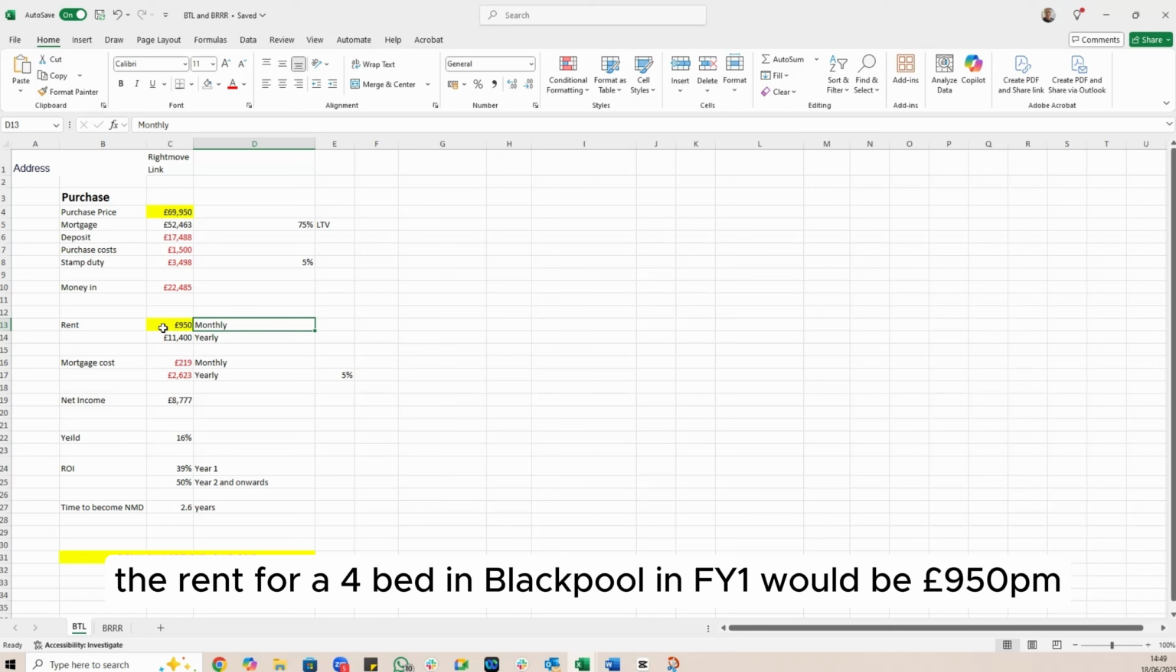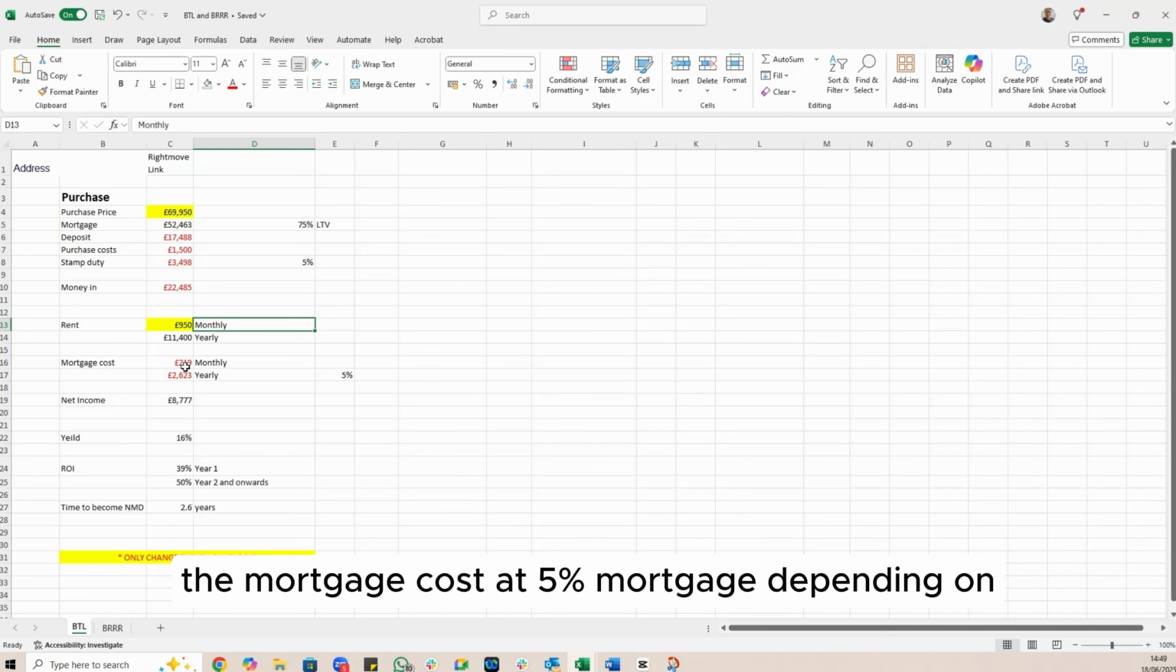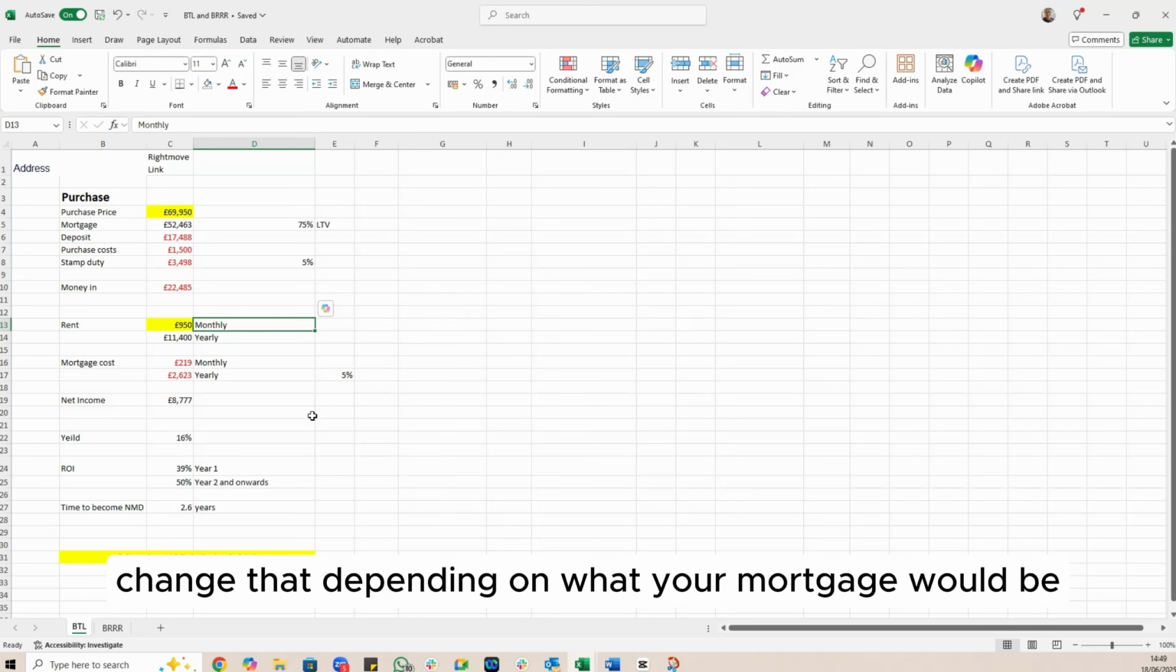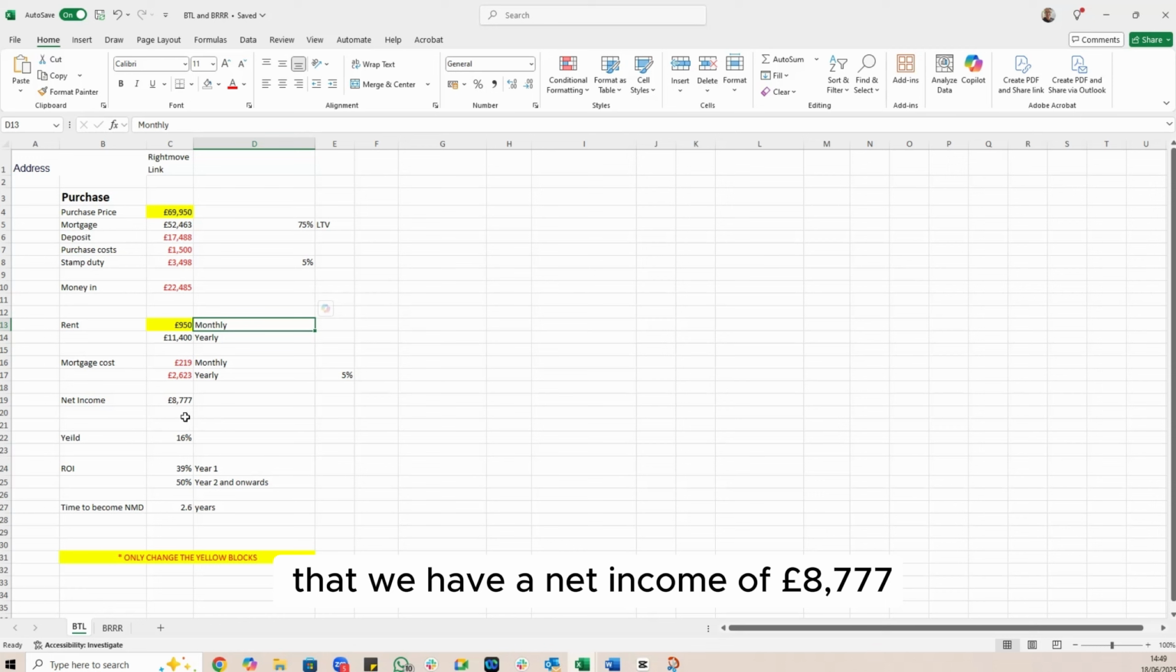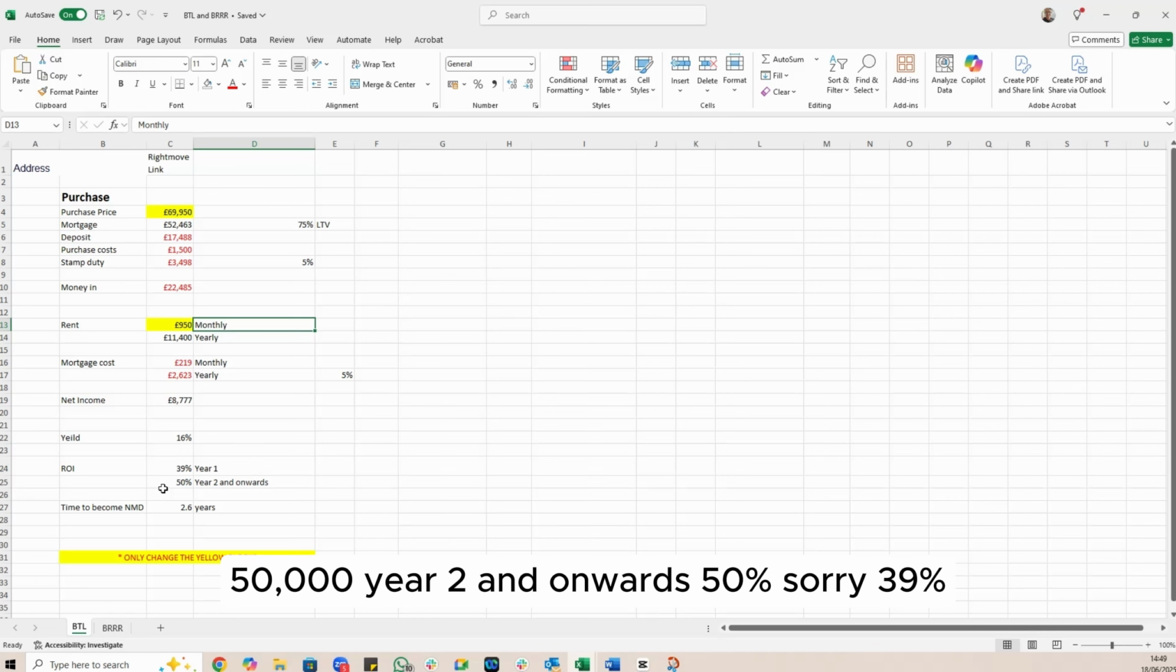The rent for a 4-bed in Blackpool in FY1 would be £950 monthly. The mortgage cost is at 5%; change that depending on what your mortgage would be. That gives a net income of 8,777. Now, that's once it's renovated, so we'd have to look at that. But once renovated, about 16% yield, which is amazing. Investment, because you're only putting in 22,485, means you get 39% in year 1, and 50% in year 2 and onwards.